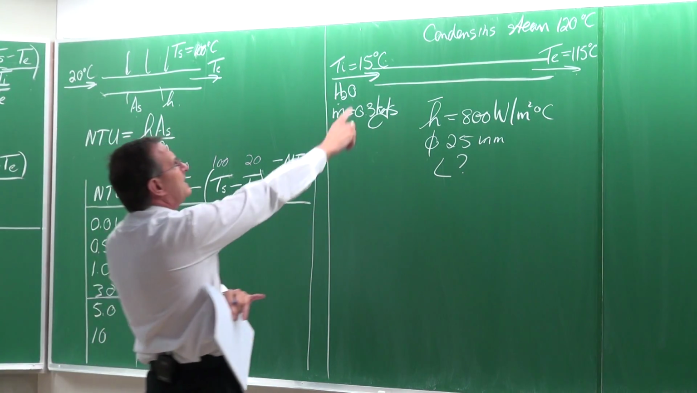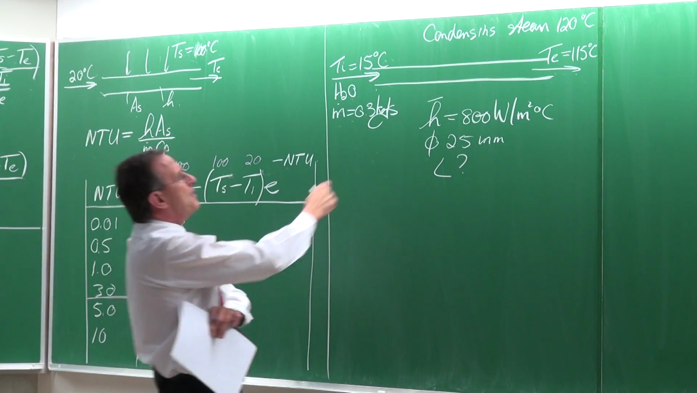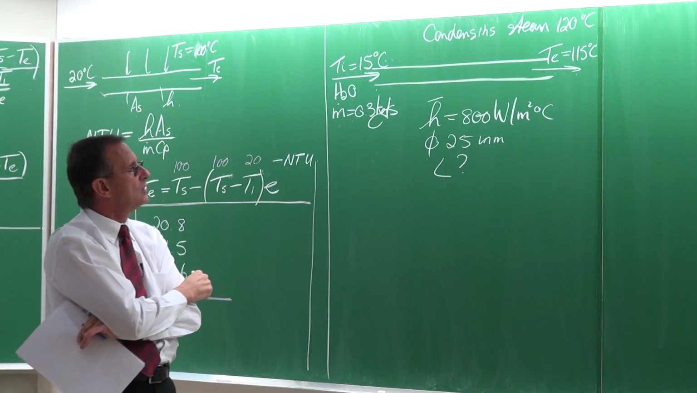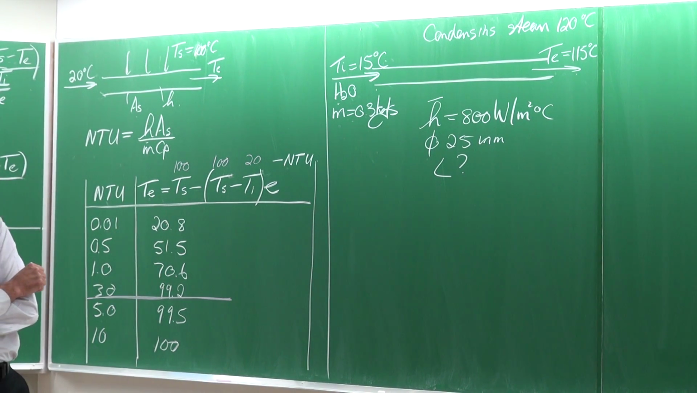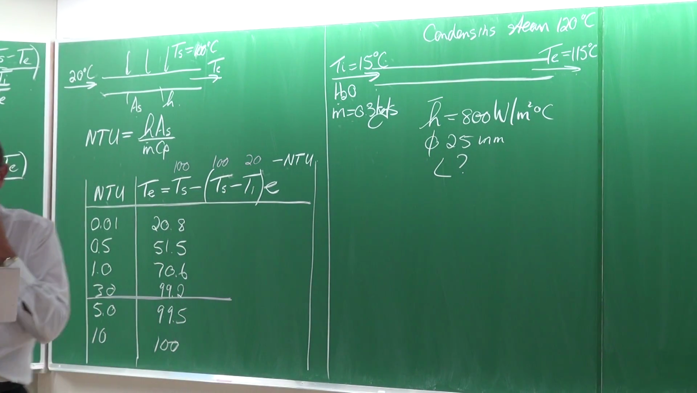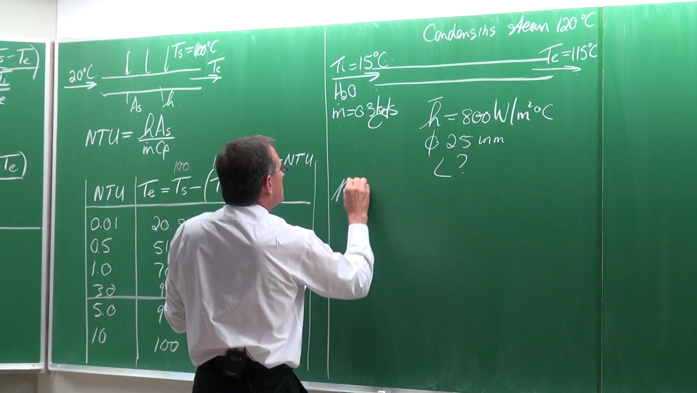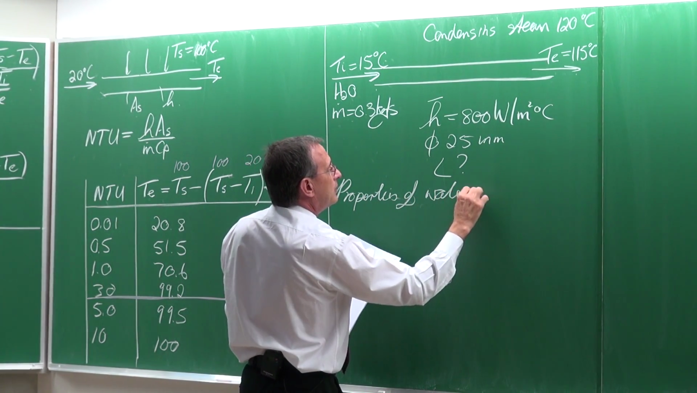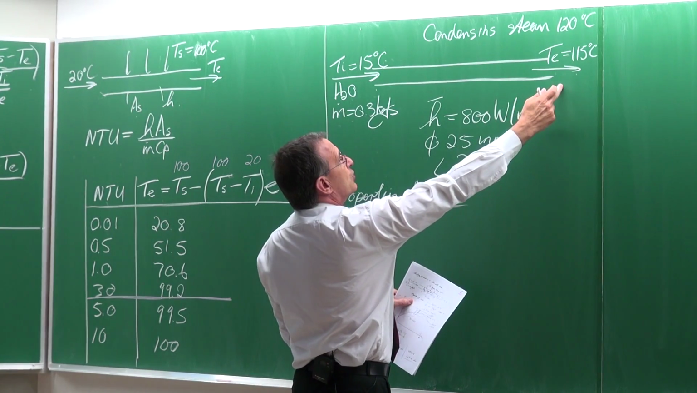So we have water at the inner temperature of 15, mass flow rate of 0.3 kilograms per second. The average heat transfer coefficient of the water, it stays being a liquid, is 800 watts per square meter degree Celsius. Tube diameter is 25, and they ask us what is the length of the tube that will be needed to get to that temperature of 115. Right, so let's look at the properties of water.